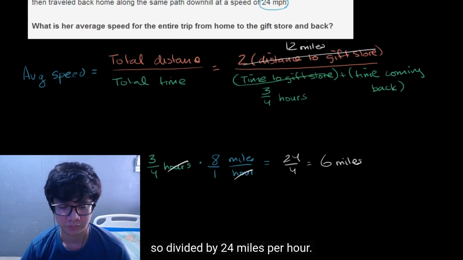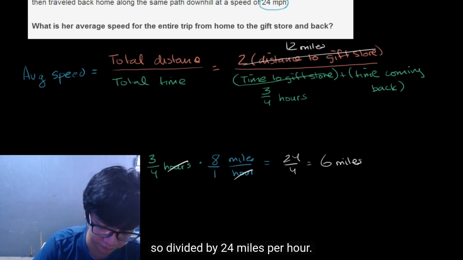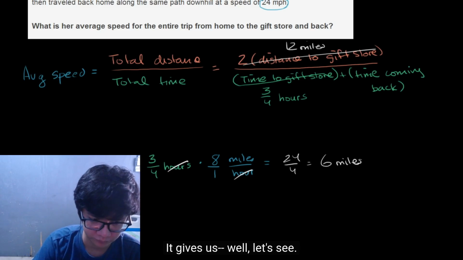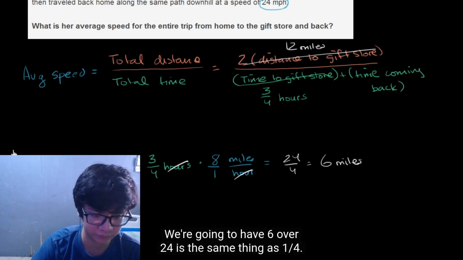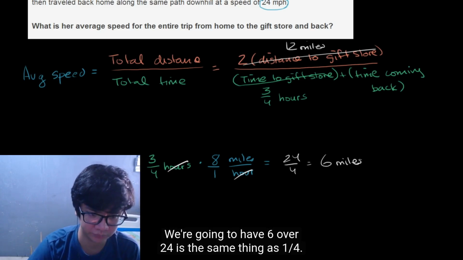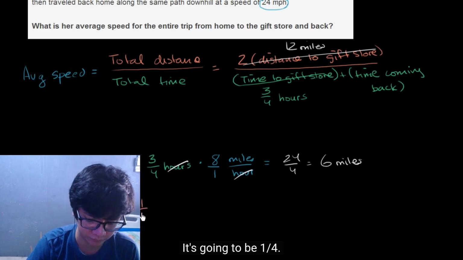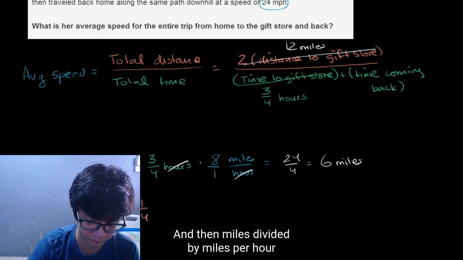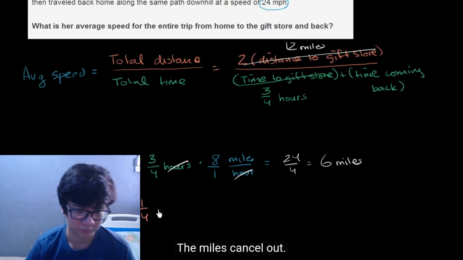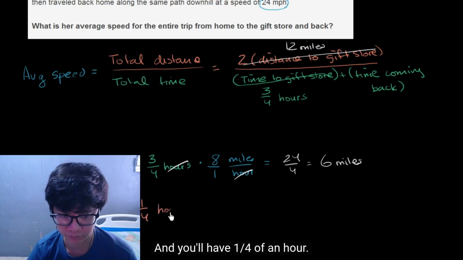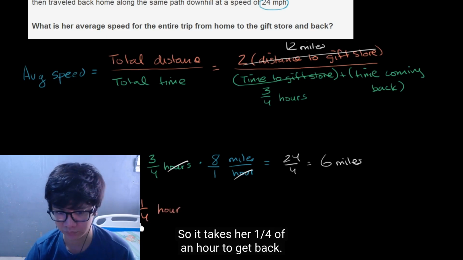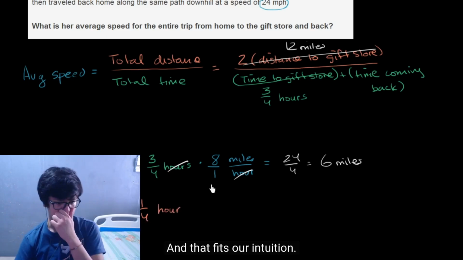So divided by 24 miles per hour gives us, let's see, 6 over 24 is the same thing as 1/4. It's going to be 1/4. And then miles divided by miles per hour is the same thing as miles times hours per mile. The miles cancel out, and you'll have 1/4 of an hour. So it takes her 1/4 of an hour to get back, and that fits our intuition.